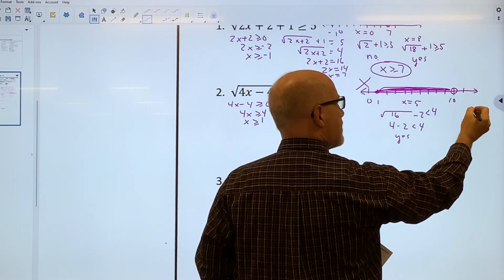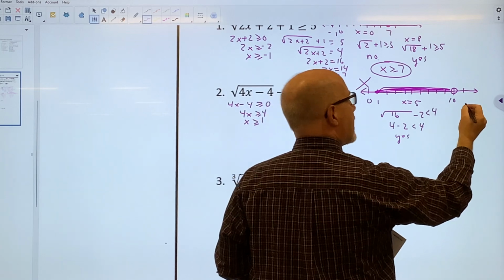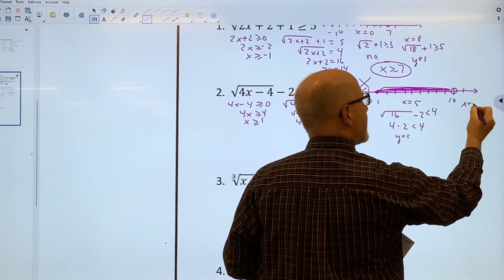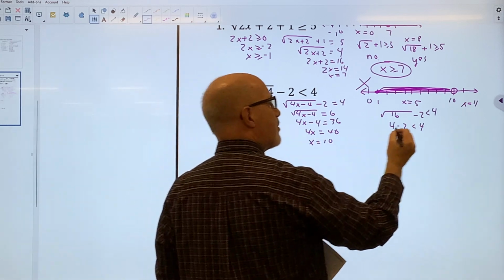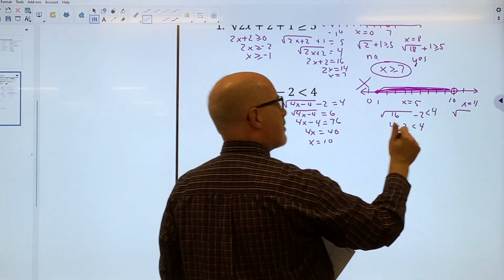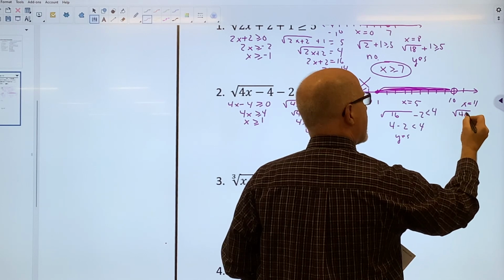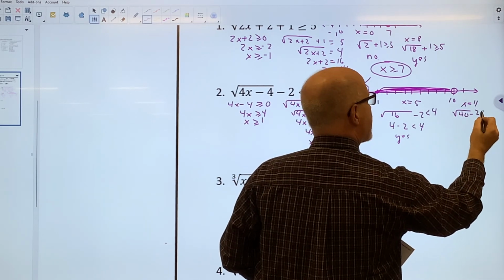Let's check, there are sometimes that you'll get more than one region. Let's check x equals 11 on this one. Okay, if I put in 11, I get the square root of 44 minus 4, which is equal to just 40. And then minus 2, is that less than 4?